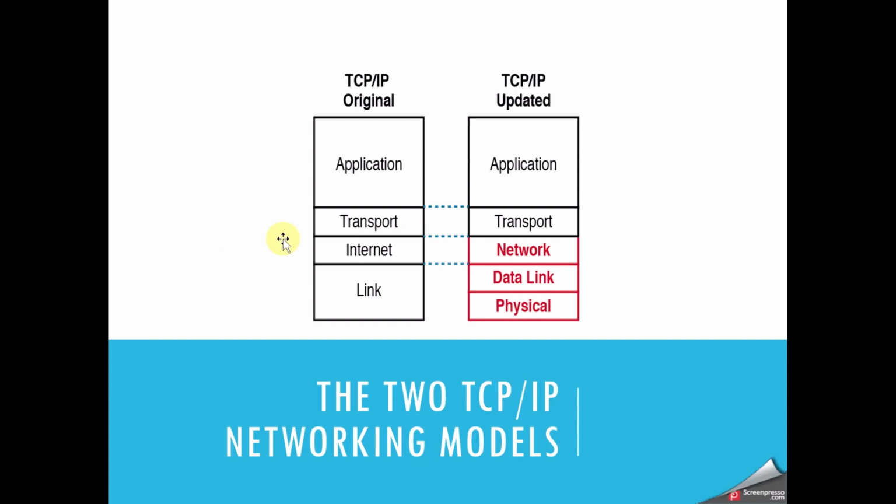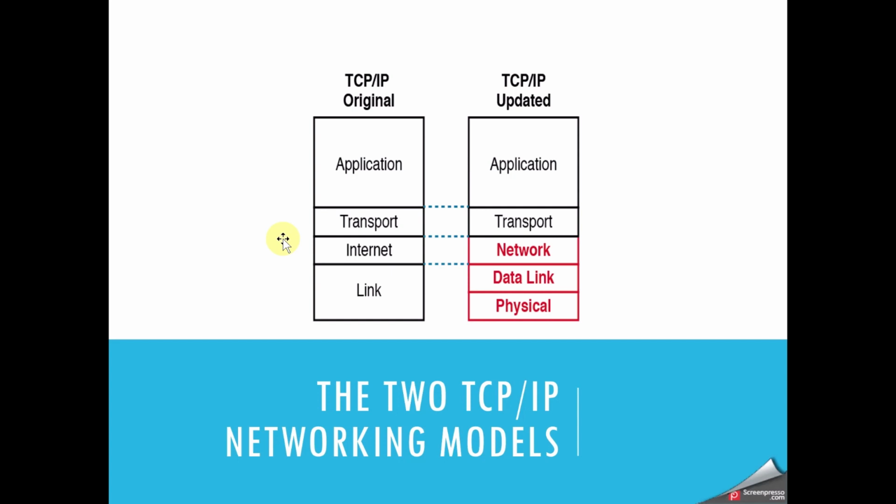So here we have the comparison. Remember I said 5 layers and 4 layers. So technically TCP/IP was a 4-layer model: application layer, transport layer, internet layer, and link layer, or physical link layer. For us to understand easily, we divided the link layer into 2 different layers called data link layer and physical layer.